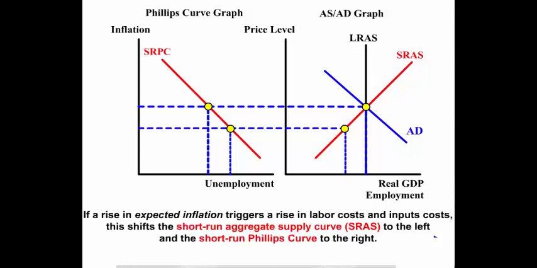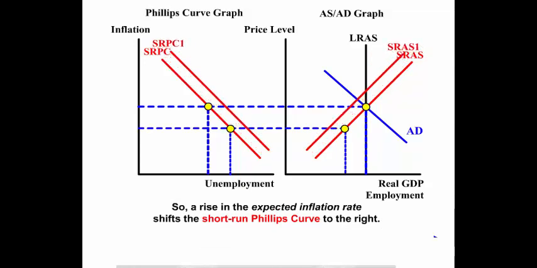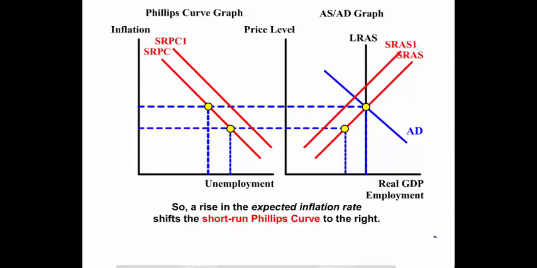If a rise in expected inflation triggers a rise in labor costs and input costs, this shifts the short-run aggregate supply curve to the left and the short-run Phillips curve to the right. So a rise in the expected inflation rate shifts the short-run Phillips curve to the right and shifts the short-run aggregate supply curve to the left.